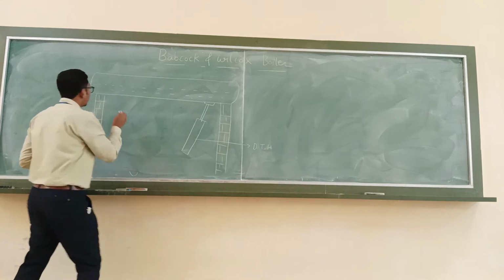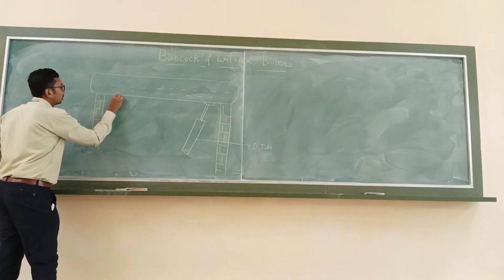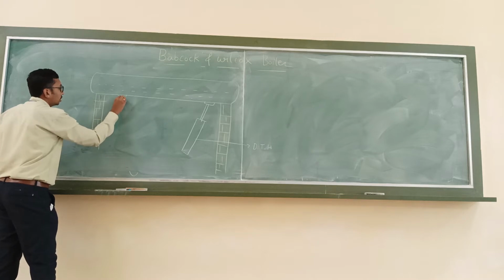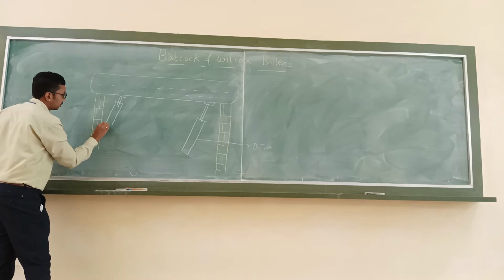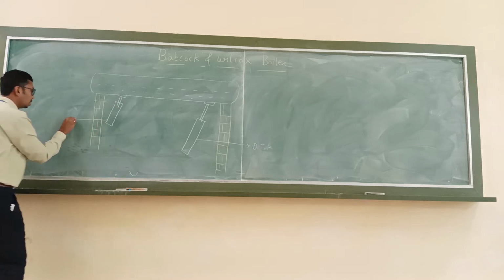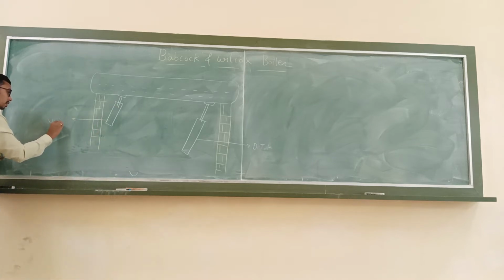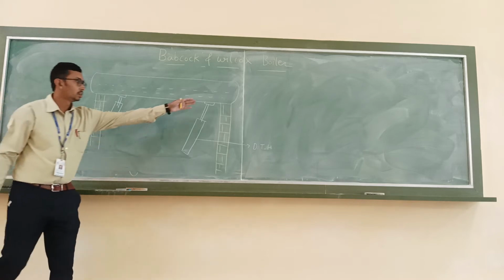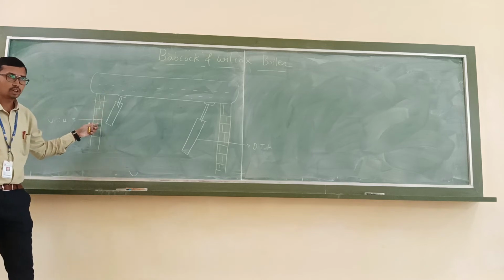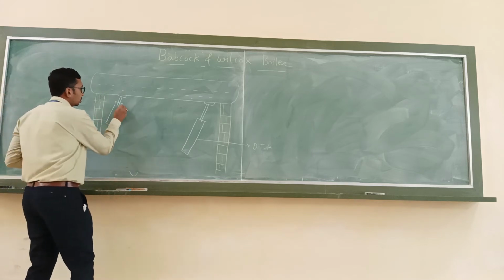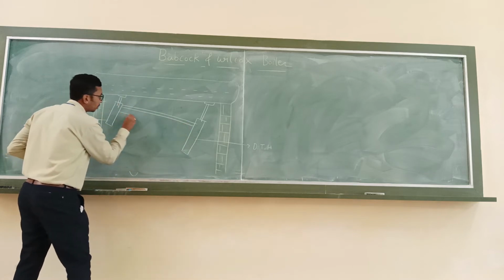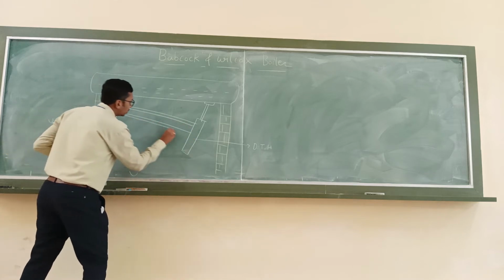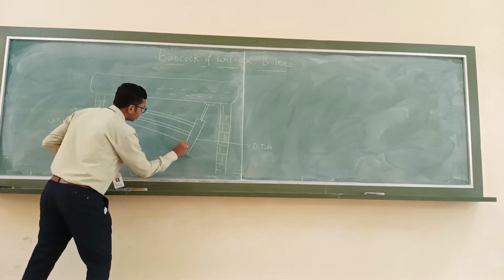Okay. So next we have the uptake header. So what is this? Uptake header. Okay, so this is a downtake header and this is an uptake header. In between this downtake header and uptake header, we will be having a number of water tubes. So these are the water tubes.